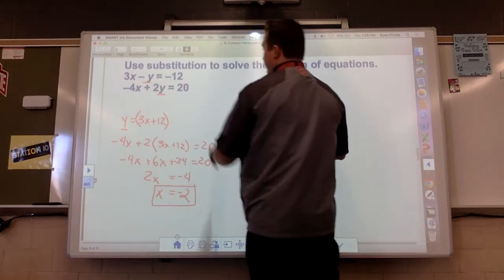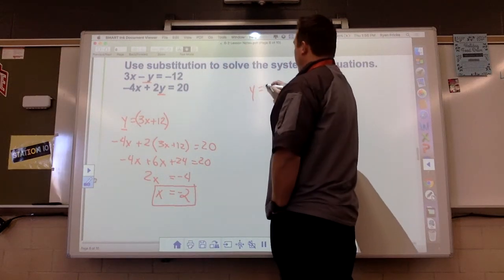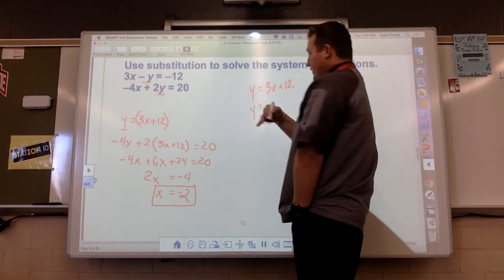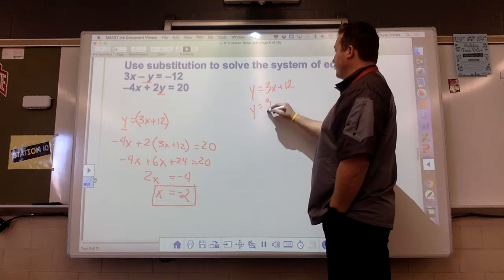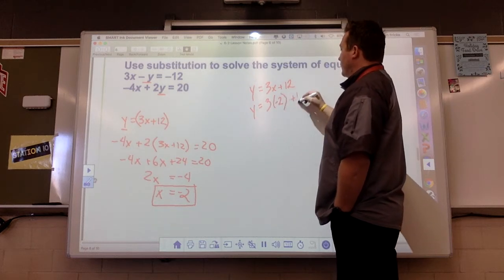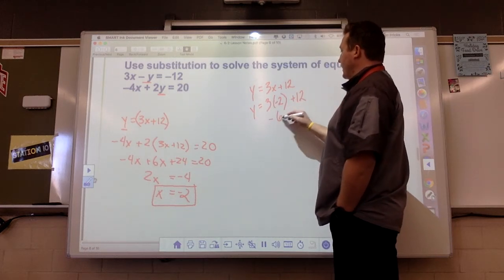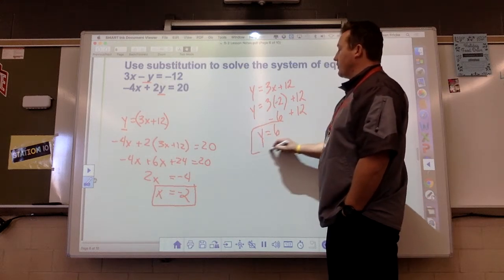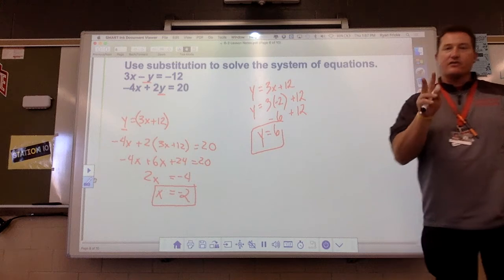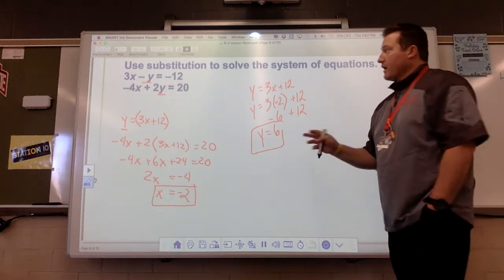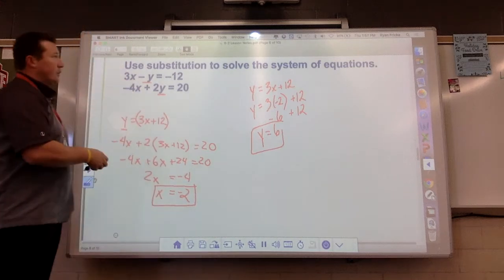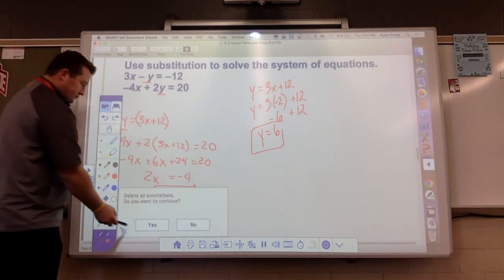Again, come back. I'm going to use this one again. Y equals 3x plus 12. Right? We now know that x is the number -2. All right, so this turns into -6 plus 12, and so y is the number 6. Okay, so there's your two answers here. So again, very straightforward. Okay, solve an equation for x or y.